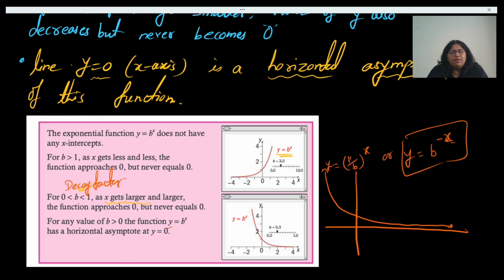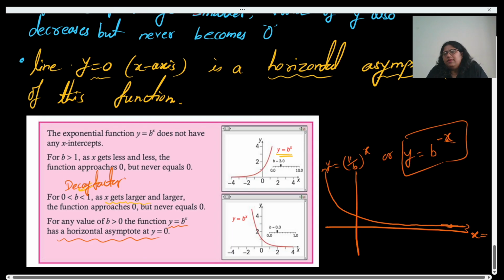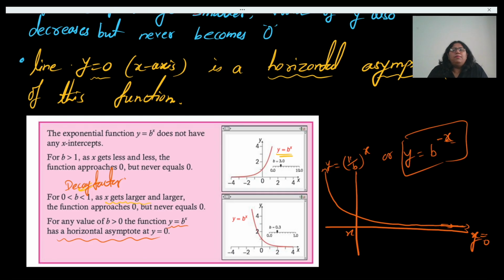So here you can see that y equals 0 is the horizontal asymptote. Your asymptote is the same, because now the x value is increasing, y is decreasing, but it will never cut the x-axis, which is y equals 0. So your asymptotes are the same, but it represents the reflection. This is the growth factor. The growth factor graph is always on the increasing side, like this, and the decay factor graph will always go like this. So here also you should know the y-intercept.